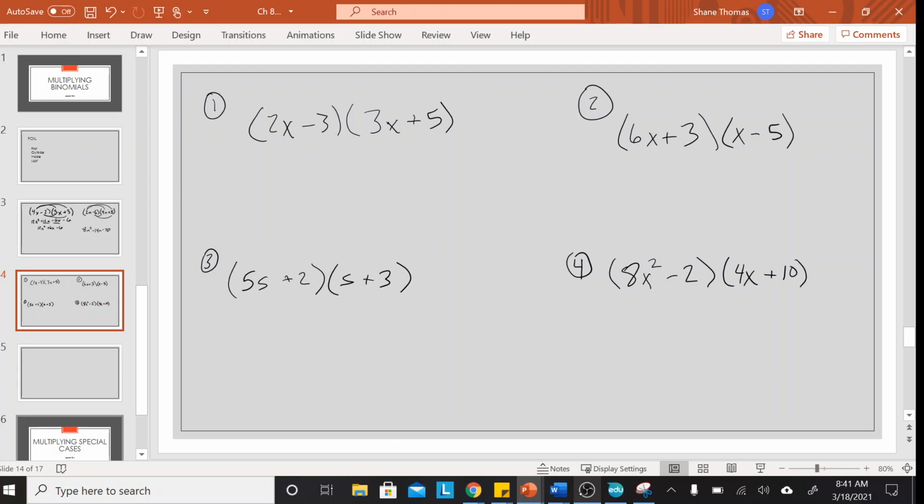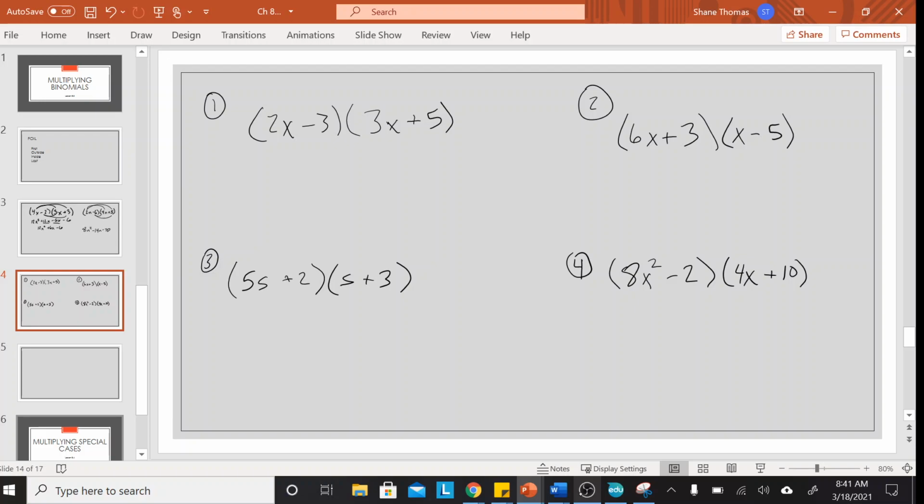X to the third. And then this times this is going to be 8x squared minus 2x to the fourth minus 2 times 4 is 8x. Negative 2 and 10 is negative 20. Now, do we have any like terms there? No, we don't. All right, be careful here. The x squared, this is an x. We cannot combine those. Okay, just be careful.